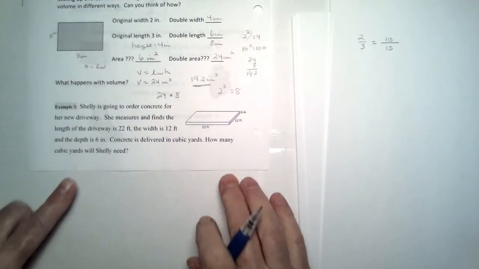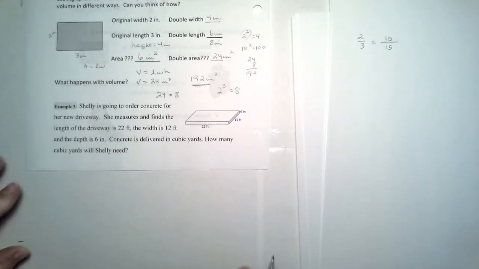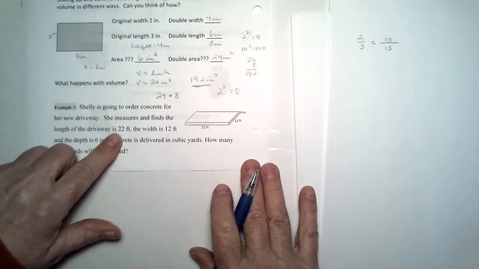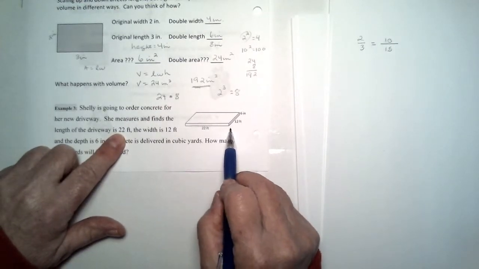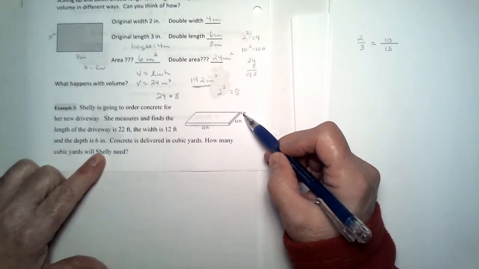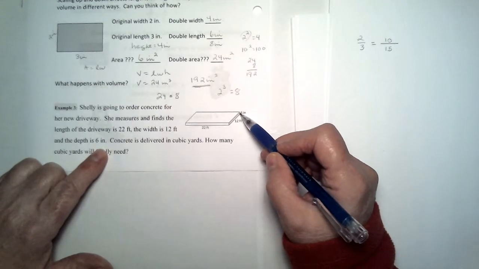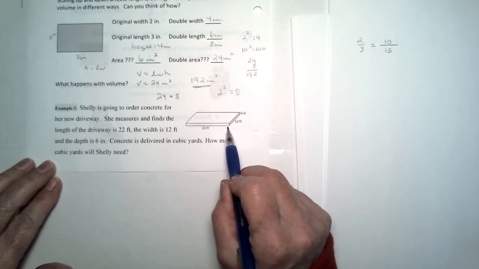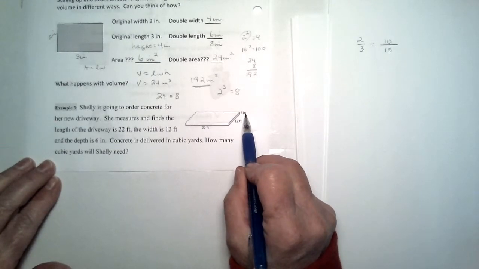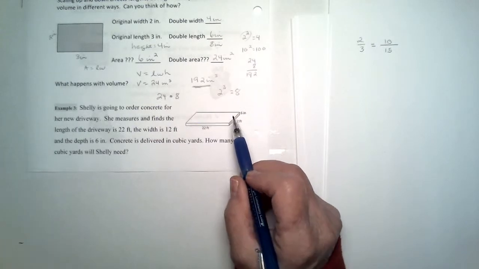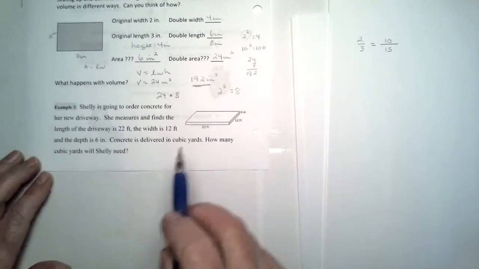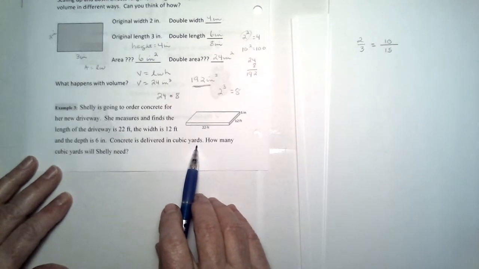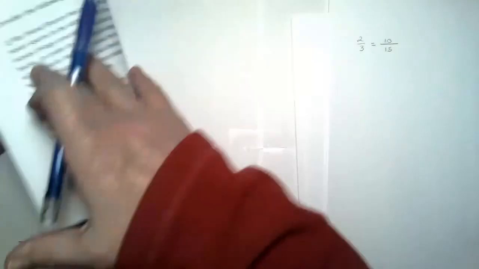Let's take a look at this example. Shelly's going to order some concrete for her new driveway, and she measures and finds the length of the driveway is 22 feet long. The width is 12 feet wide, and the depth is 6 inches. Now, this is something important for you to note. Look at these dimensions here are in feet, and then all of a sudden we got some inches in there. So we're going to have to be careful with that. And then to make things even worse, it says concrete is delivered in cubic yards. How many cubic yards is she going to need?